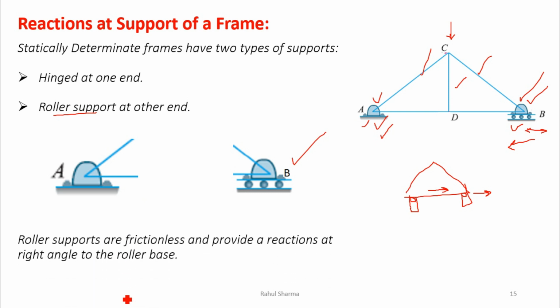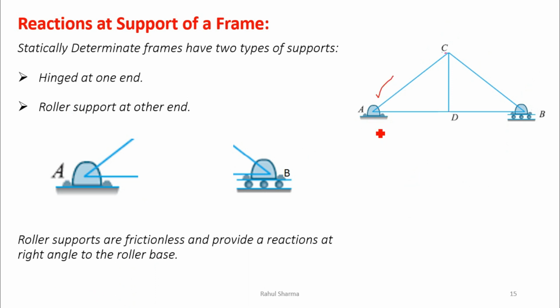The rolling support is assumed to be frictionless, and it provides the reaction at a right angle. If I talk about the reactions, the hinge joint will have two reactions, the vertical as well as the horizontal reaction. But the rolling support will have only the vertical reaction, not any horizontal reaction. So two reactions, vertical and horizontal, for the hinge, and a vertical reaction for the rolling support.